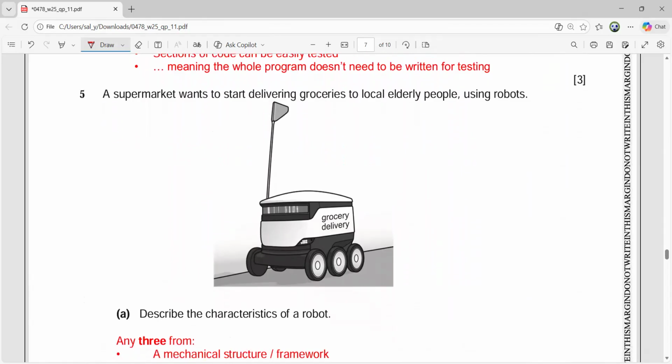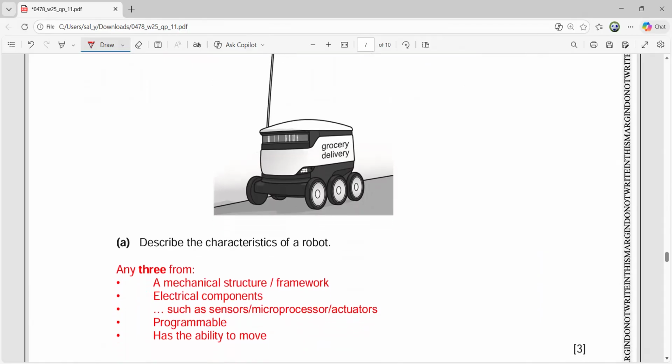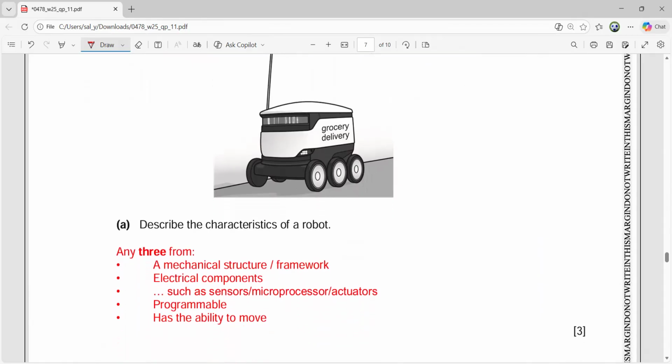A supermarket wants to start delivering groceries to local elderly people using robots. Now, this is just a diagram drawn for your understanding. Describe the characteristics of a robot. So what is a robot doing? And what is a robot actually meant for? What is the characteristic? So it's a 3-mark question. If a student has written any of these 3 points, he will be able to score 3 out of 3.